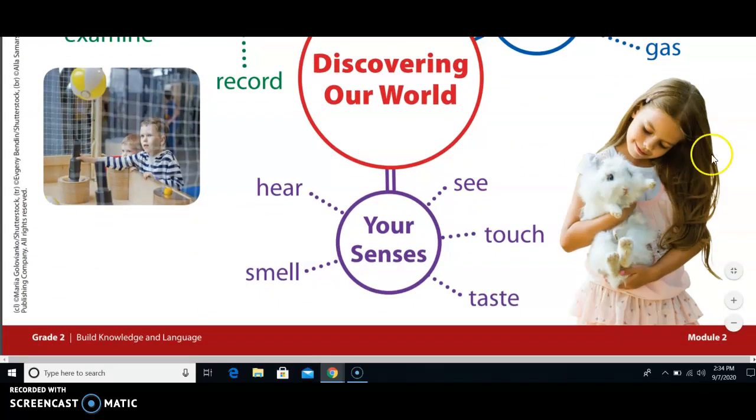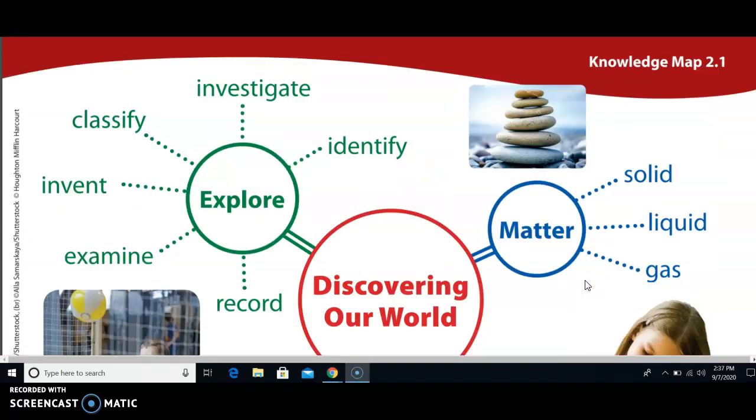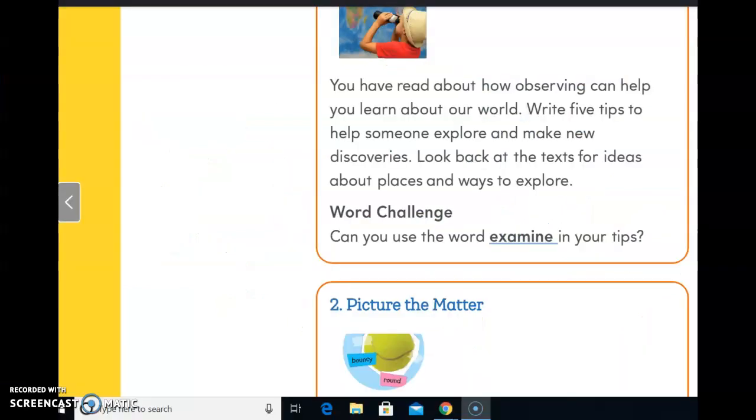When we think about our senses, we use these senses to help discover our world. Hear, see, touch, taste, and smell. So think about the read-alouds that we've had. If you find a rock, puddle puzzle, and then also looking at art. And think about how some of those are the same and how some are different. And what did you learn about the topic from each of the texts that we read?